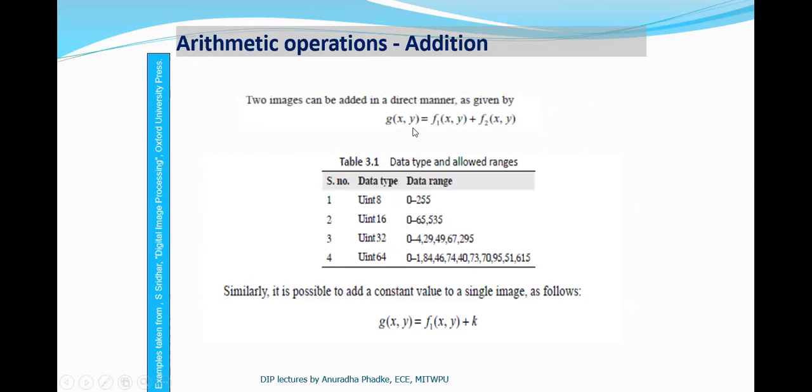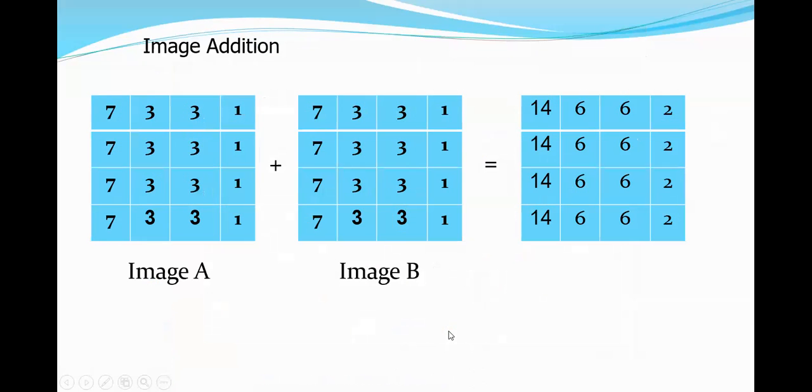Now, another type of add operation is as shown here. We can add any constant value to all the pixels for the given image. So, if your image is f1xy, f1xy plus some constant k gives you another image, processed image gxy. Okay. So here constant k is added to each and every pixel from image f1. So this is simple image addition operation.